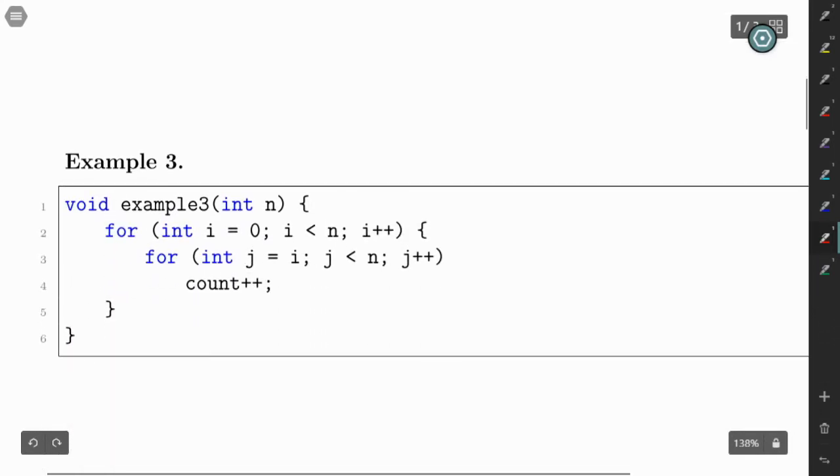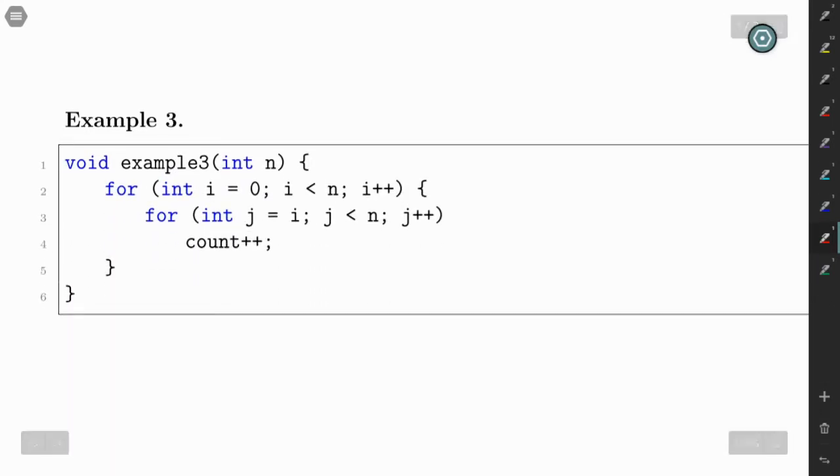In the next example, we have a similar setup with the two nested for loops. However, this time the inner loop starts at j equals i. So what this means is that as i in the outer loop increases, the inner loop is going to start at a higher value of j and is not going to run for the full n iterations. So let's set up a table so that we can figure out the pattern that's going to be happening here, and we can figure out what this count would be when the method is done.